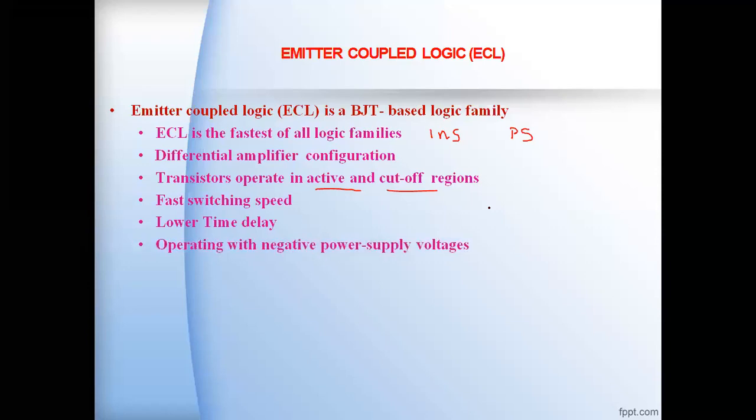The emitter coupled logic mainly operates with negative power supply voltages. Generally we use positive supply voltages for the operation of the CMOS as well as the TTL logic families. But in this emitter coupled logic, the operating voltages are negative power supply voltages.